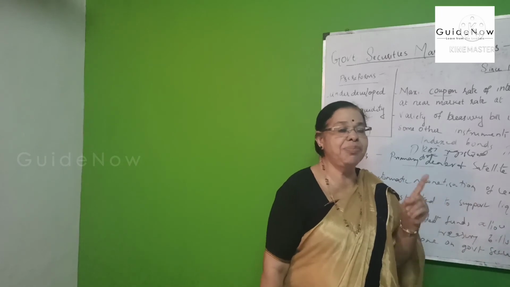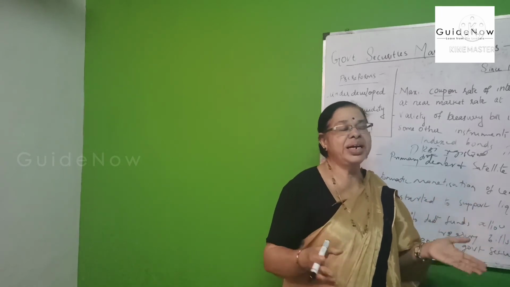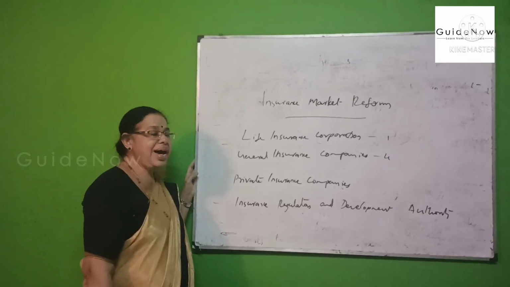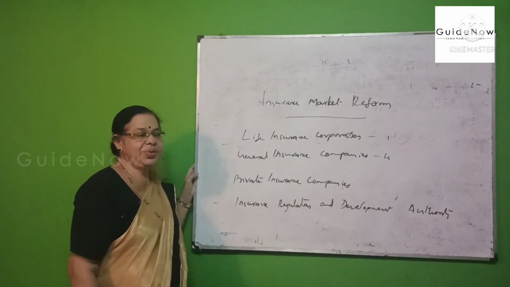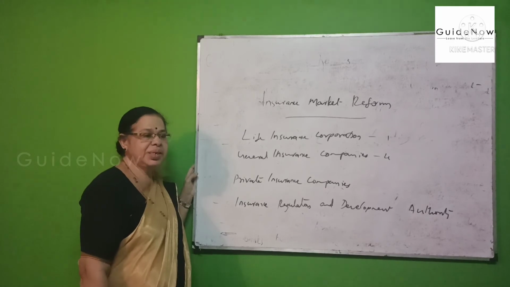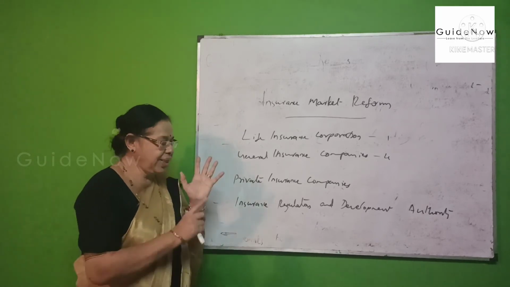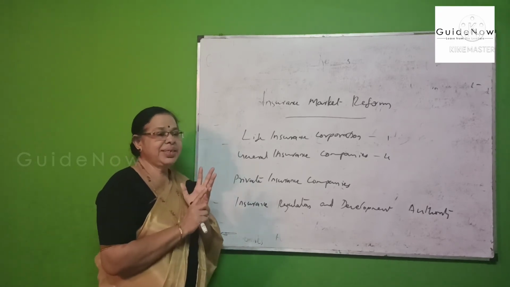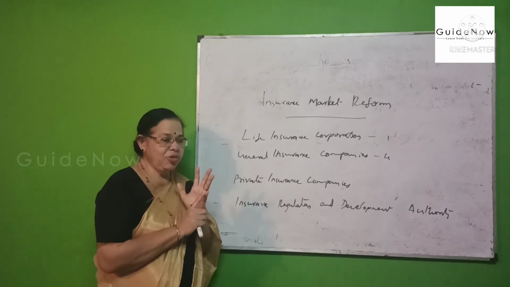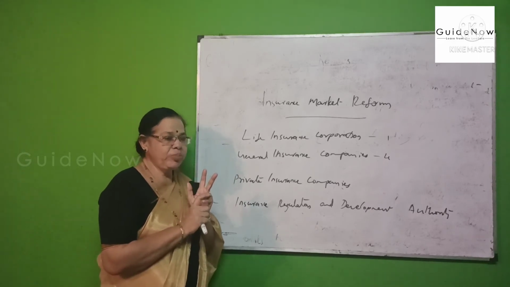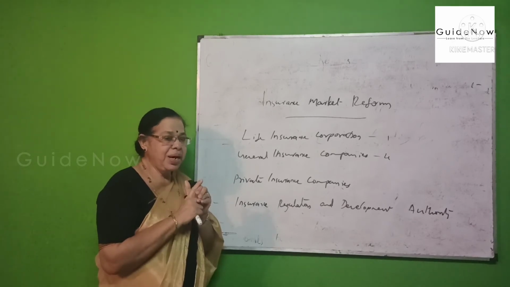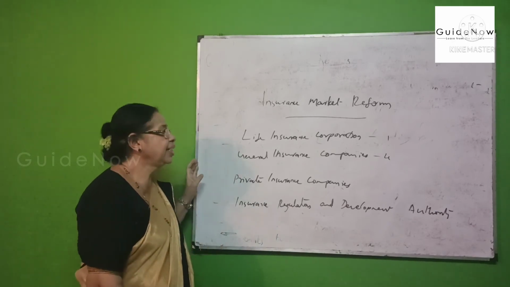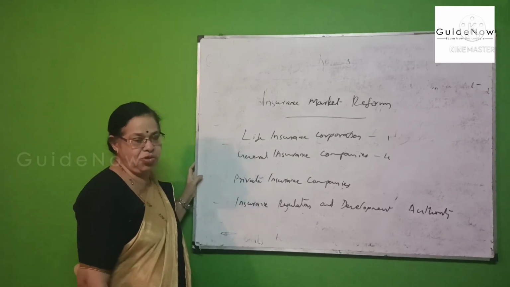This is another important component of financial sector reforms. The last reform in financial sector reforms is insurance market reforms. In short, there are 5 sectors here. Financial sector reforms equal banking sector reforms plus money market reforms plus government securities market reforms plus capital market reforms, and last, insurance market reform.